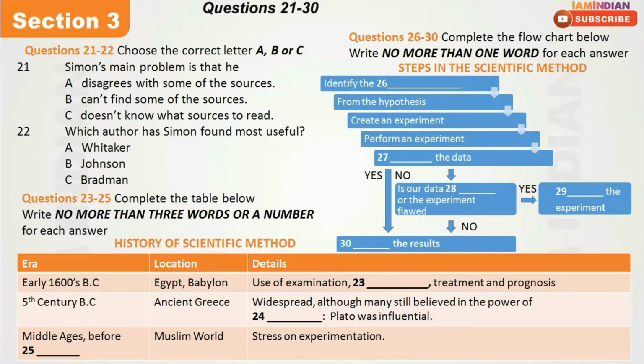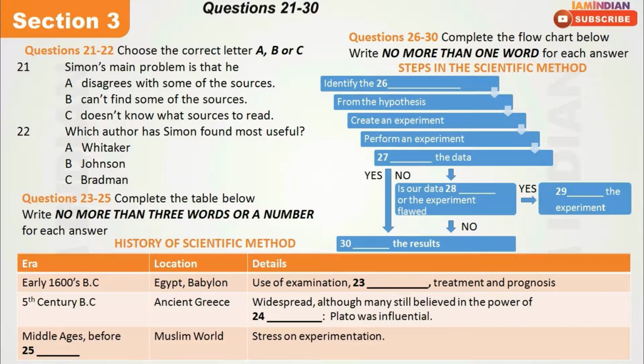Section 3. You'll hear a tutor and a student talking about the history of the scientific method. First, you have some time to look at questions 21 to 25. Now listen carefully and answer questions 21 to 25.